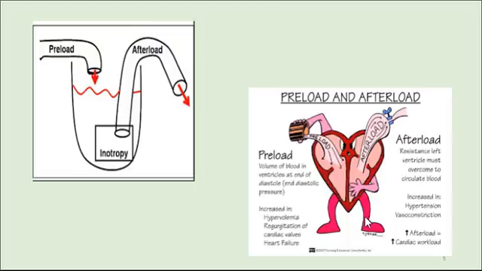Now your afterload is the pressure that the ventricular muscle has to generate to overcome higher pressure in the aorta to get the blood out of the heart. Resistance is the knot on the end of the balloon, which the balloon has to work against to get the air out. So just think of that balloon picture, it will help you.